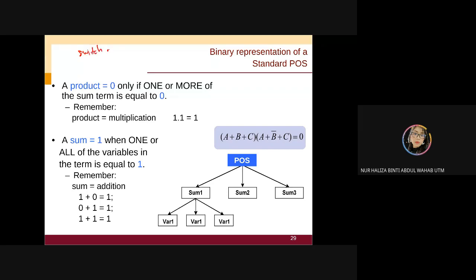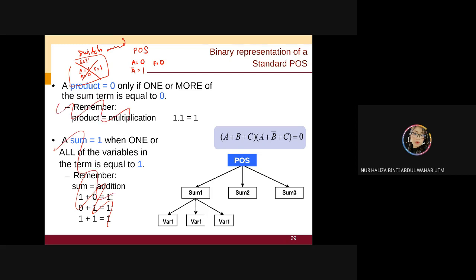Please switch your mind. Last time under SOP, you already know that A equal to 1, A bar equal to 0. Your output will be 1. Delete this from your mind. Now you need to focus on POS. POS, A will be 0, A bar equal to 1, your output will be 0.